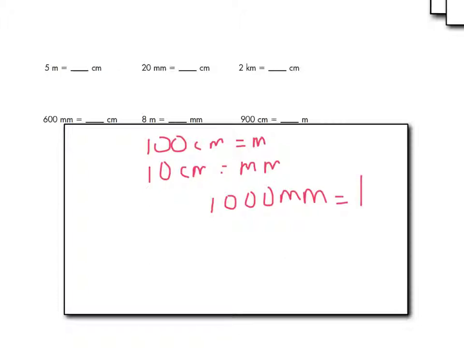Next one, we have 8 meters to millimeters. Well, I know there's 100 centimeters in a meter, and there's 10 millimeters in a centimeter. So that really means 10 times 100, which is 1,000. So there's going to be 1,000 millimeters in 1 meter. So 8 meters is going to become 8,000 millimeters. And again, my units are getting smaller, so my number should get larger, which it does.